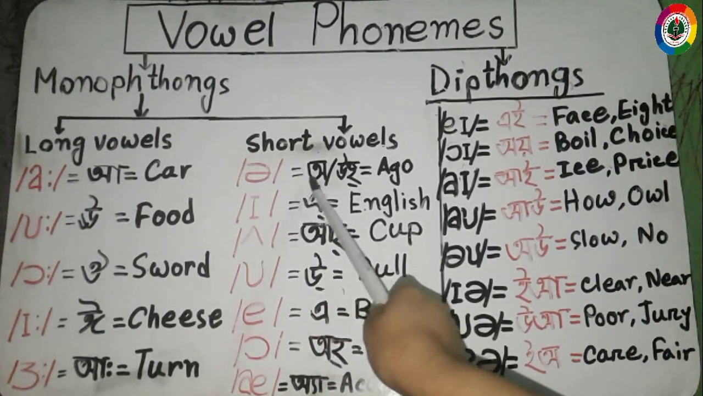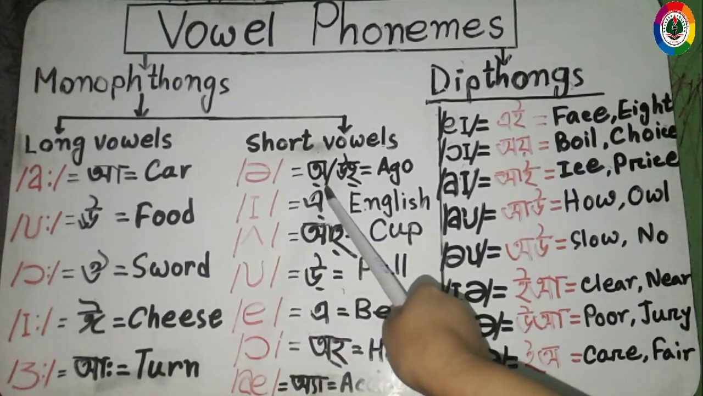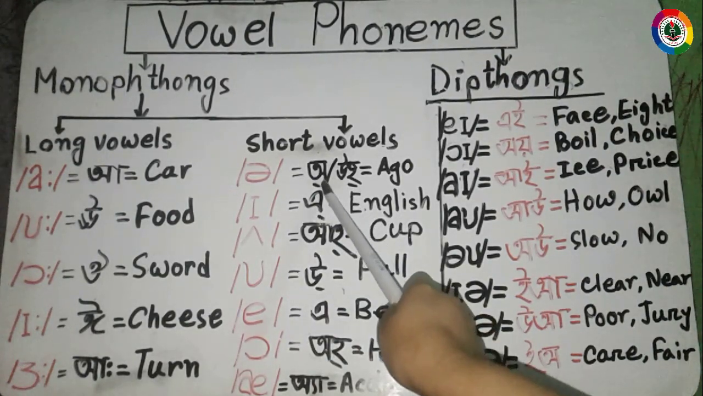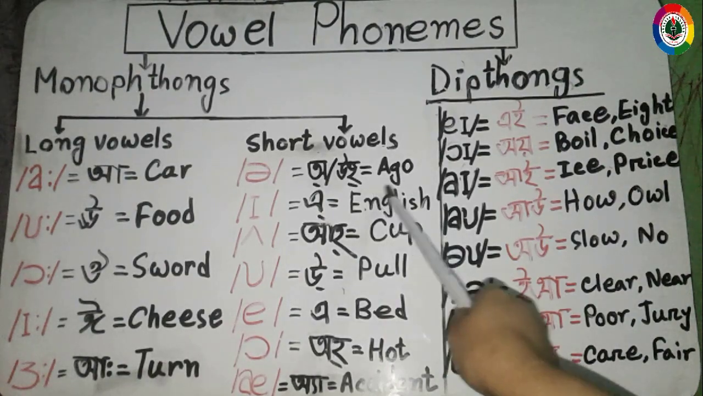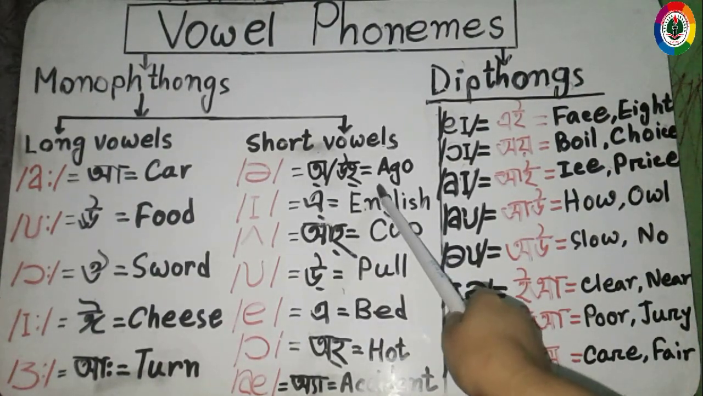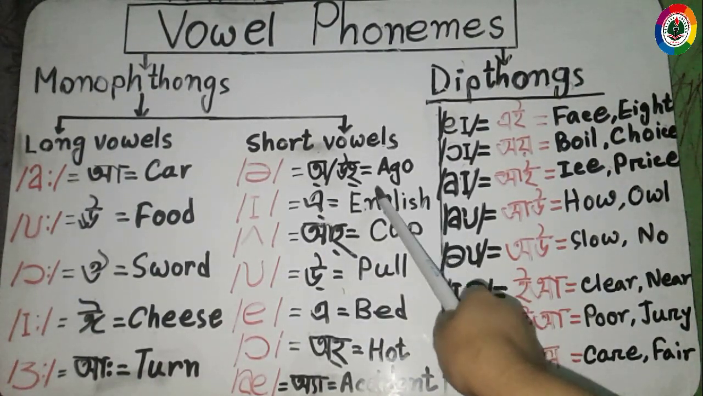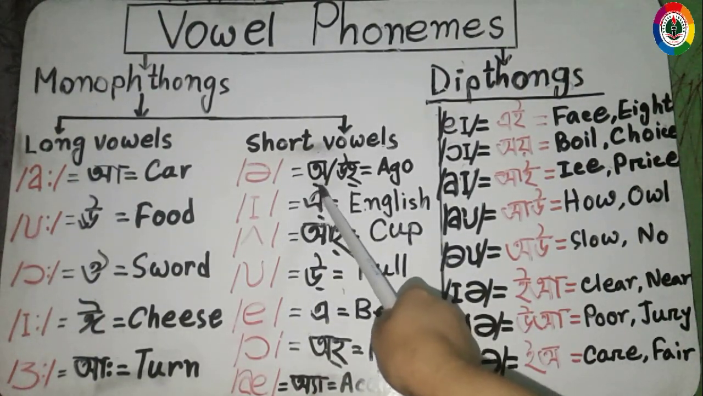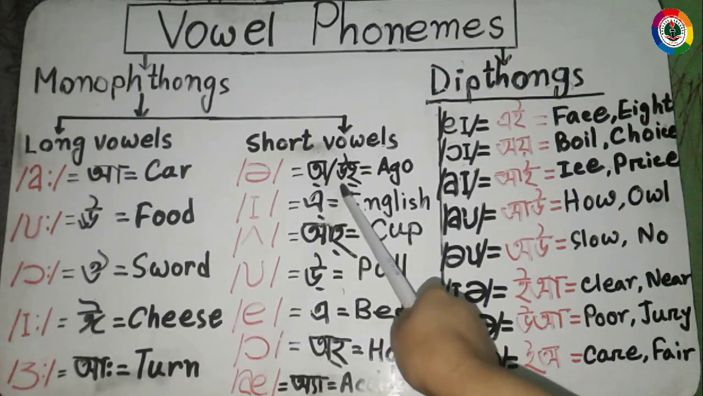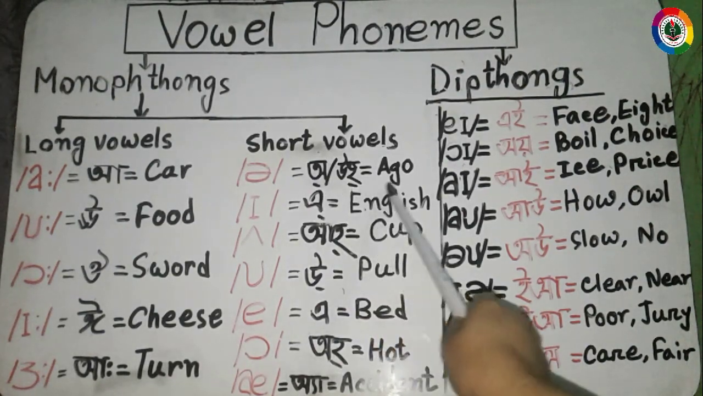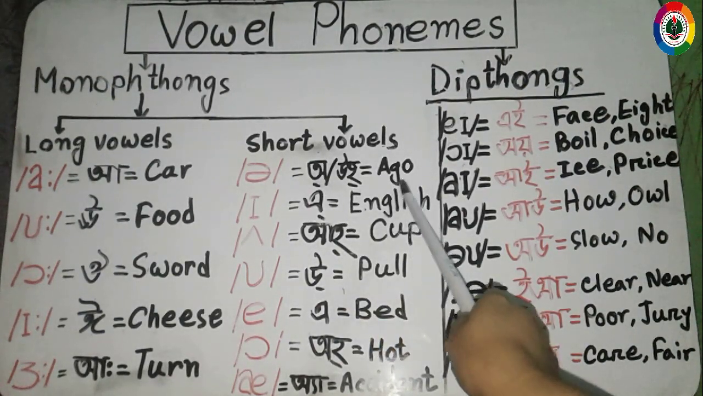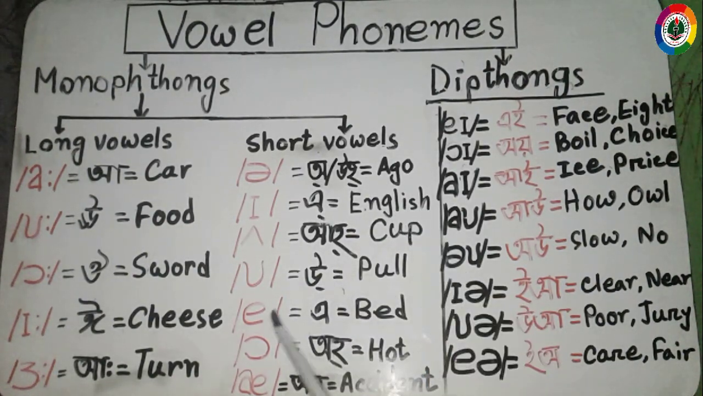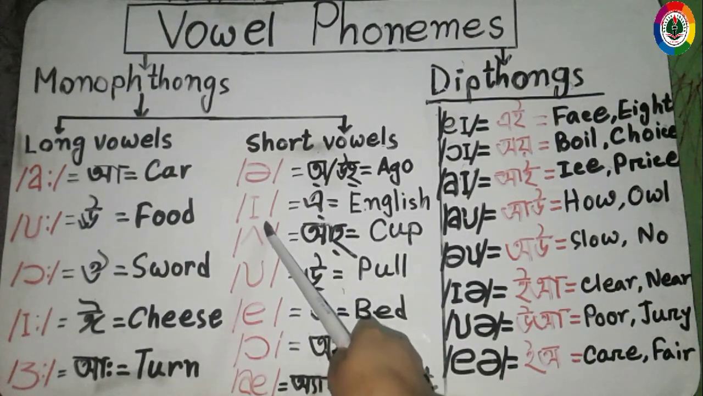And the phoneme pronunciation of this sign is something like O. The best example of this sign would be ago, ago. This sign would be altered like O, like ago. The best example of this sign would be ago. Let's move to this side.